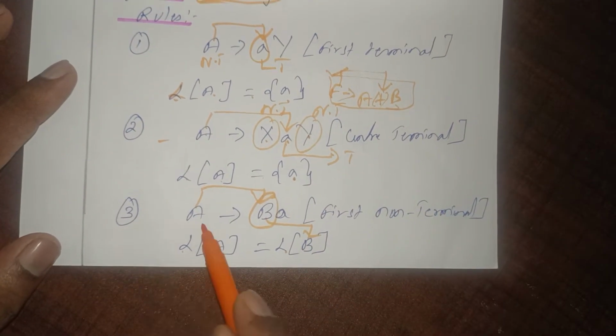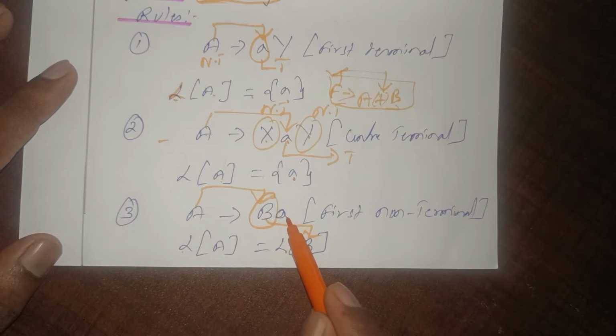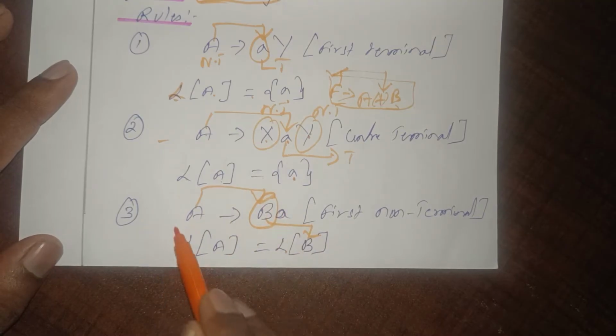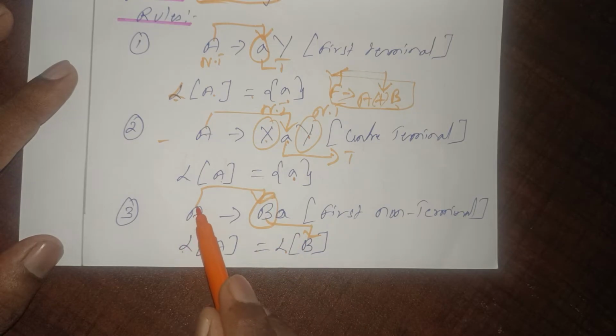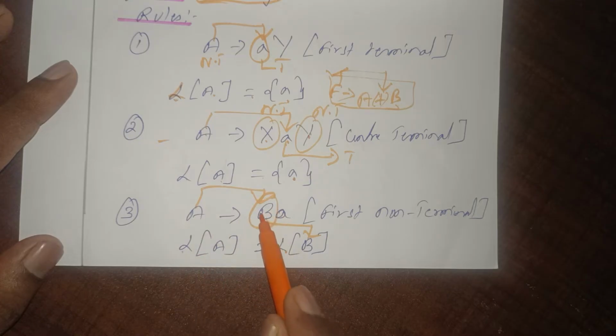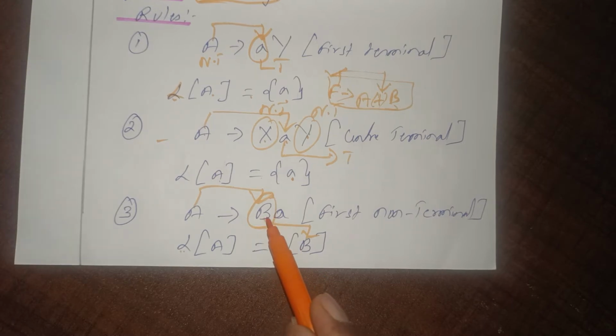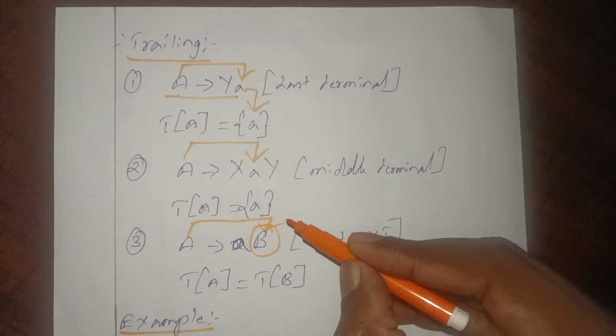Rule number 3: A tends to capital B A. If you find any such matching in a given grammar, then you need to write it as follows. The left hand side non-terminal A is pointing to a right hand side first non-terminal, that is, leading of A is equal to leading of B. So these are all the rules we have in leading.